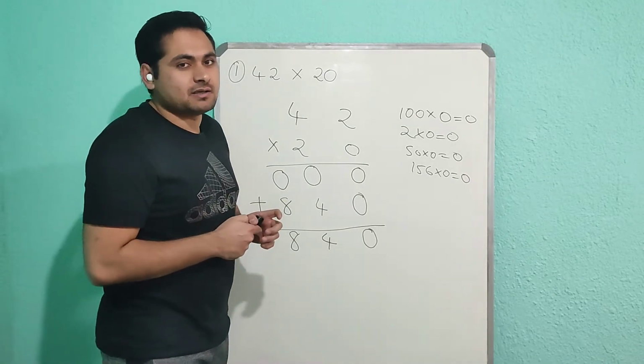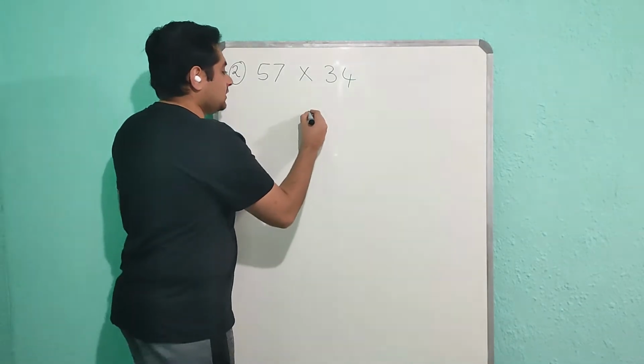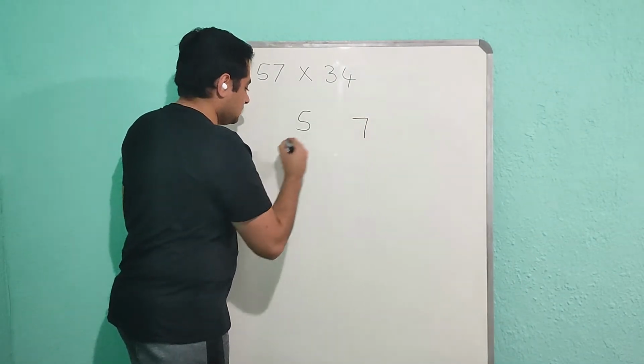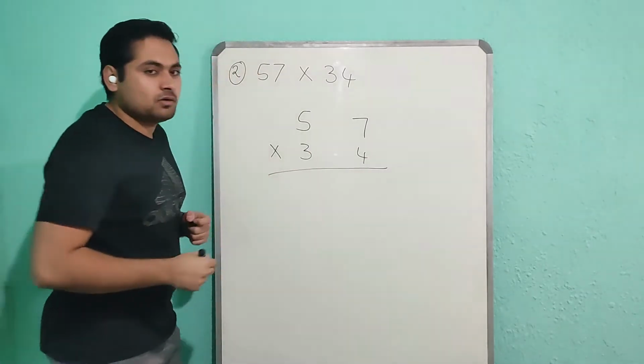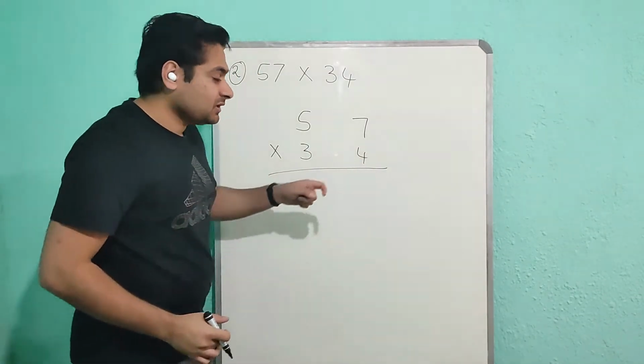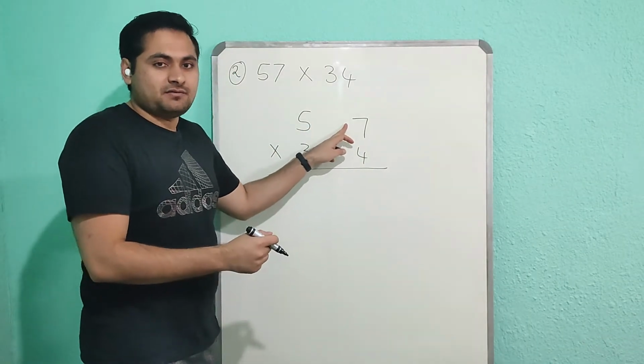Let's move on to the next example. The second example says 57 times 34. So we write 57 times 34. So now let's go and open the first packet of chips. So we go and multiply 4 times 7. What is 4 times 7?